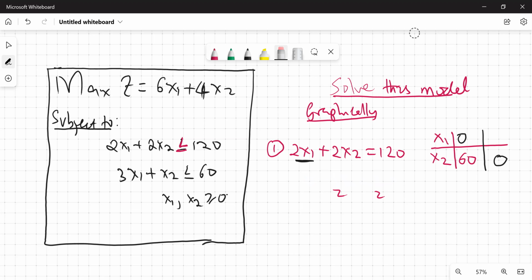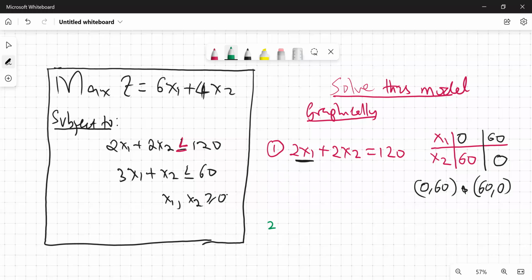And you do the same when x2 is 0. It also means that x1 will be equal to 60. So the points are 0, 60 and 60, 0. The line is passing through those 2 points. We will be drawing later.